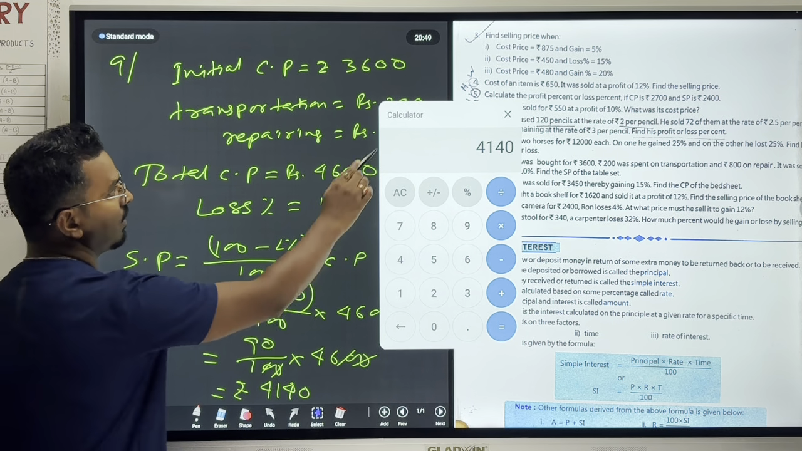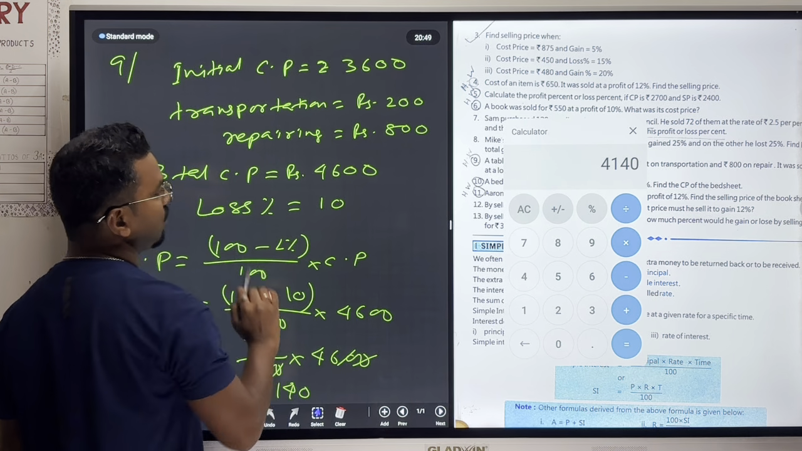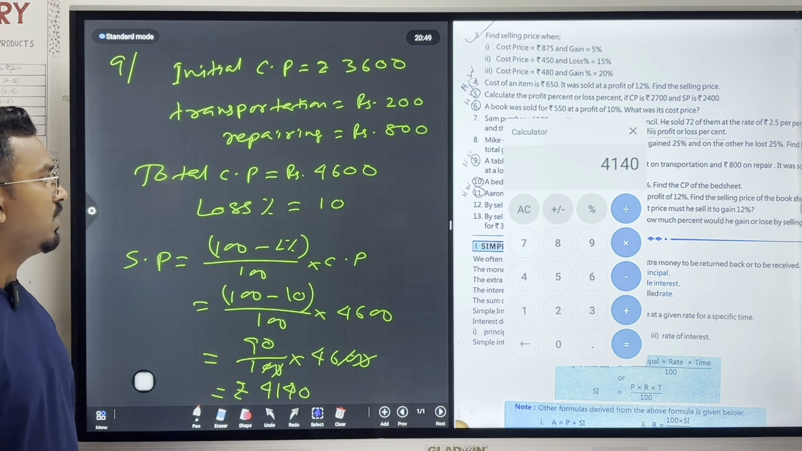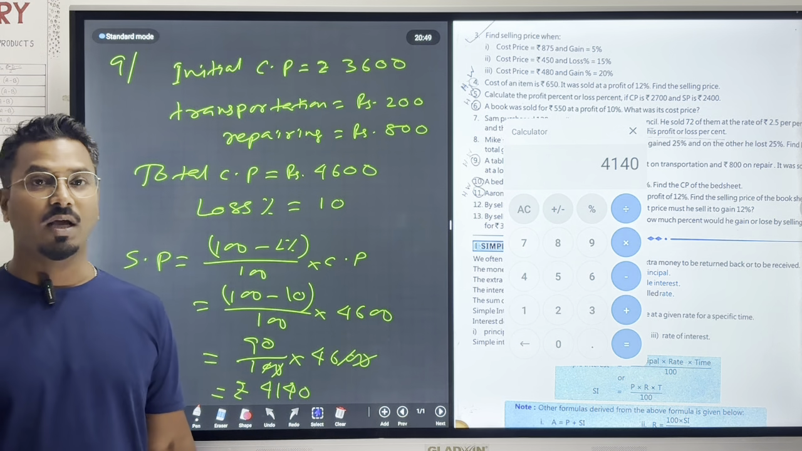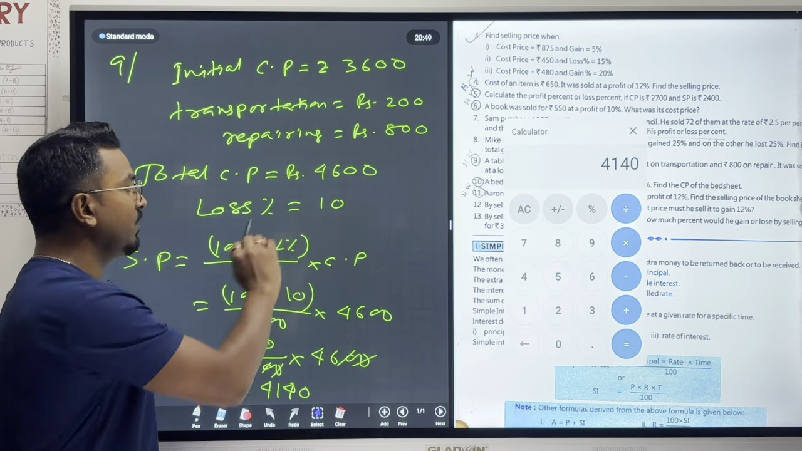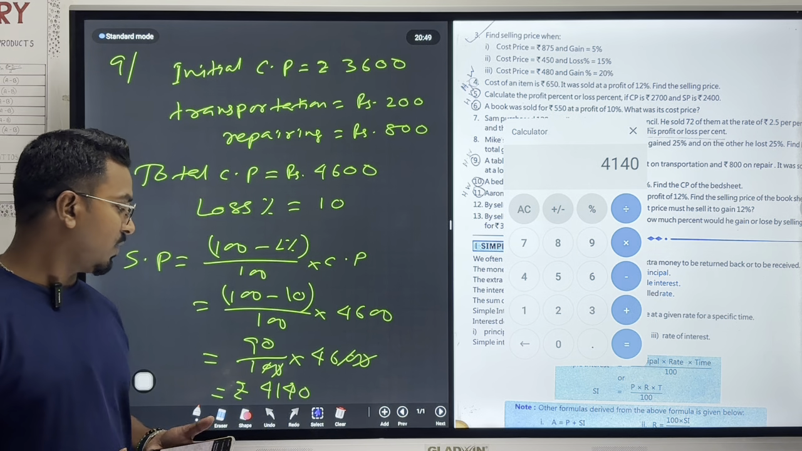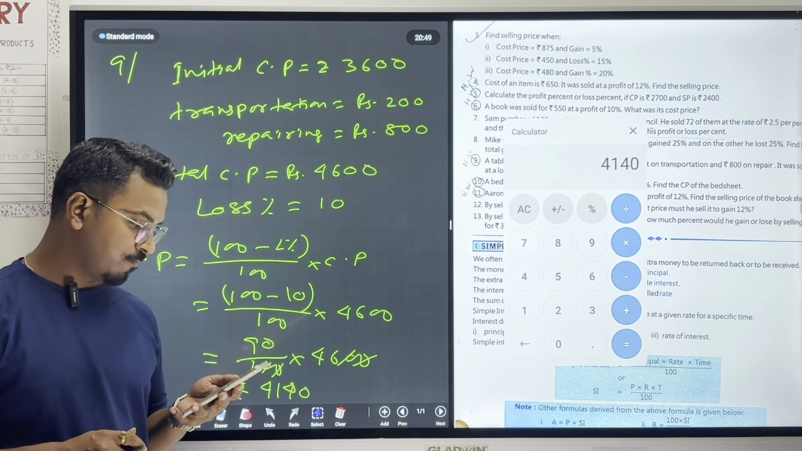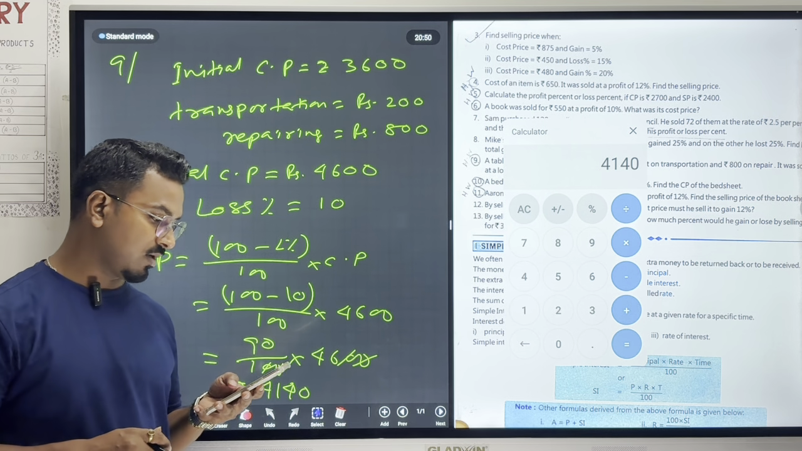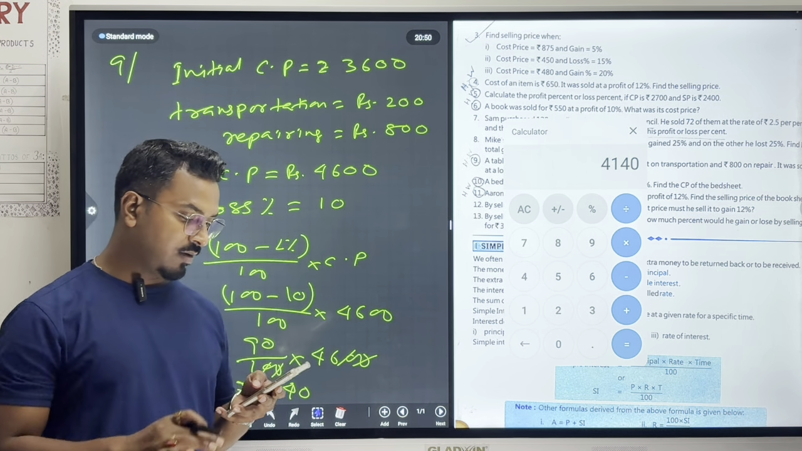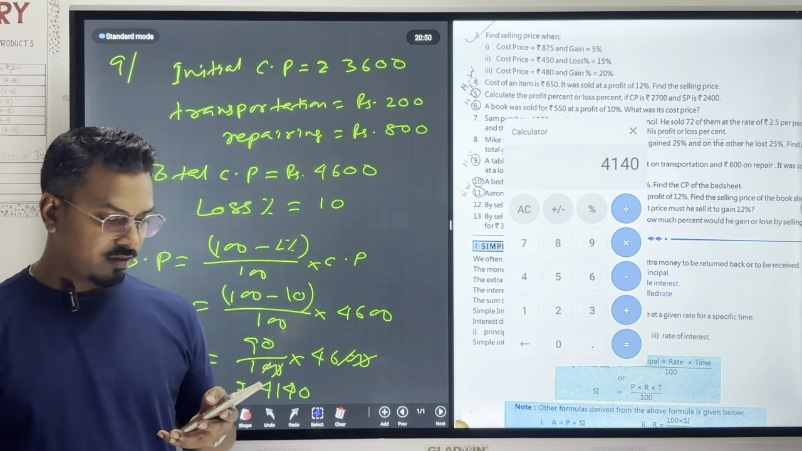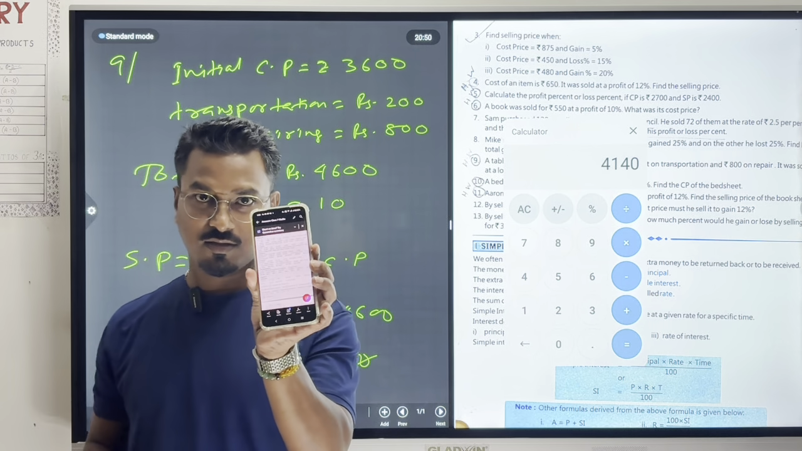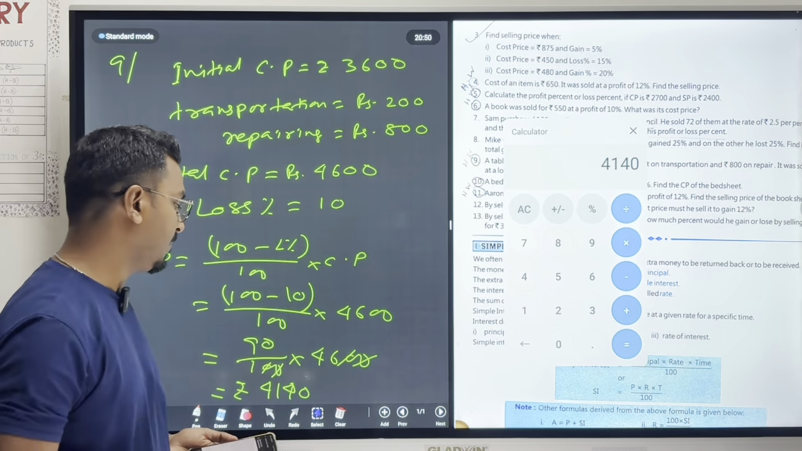Definitely it will be less, right? Because there is a loss of 10%. 4600 is the total cost price and the loss percentage is 10, so the selling price is 4140. Let me check the answer. Question 8.3, 4140, correct. I have taken a photo of all the answers, so I am looking at it here.